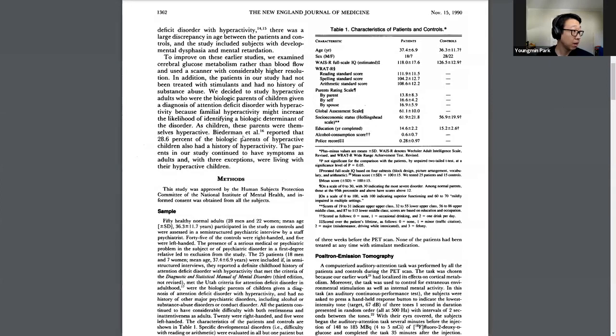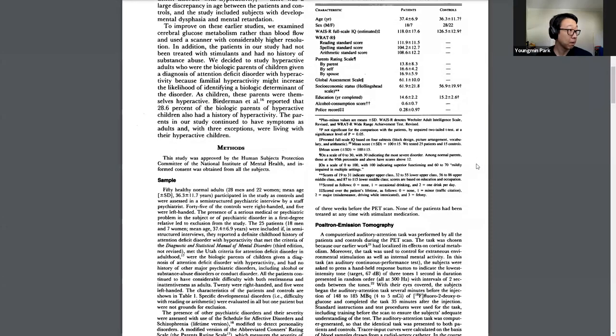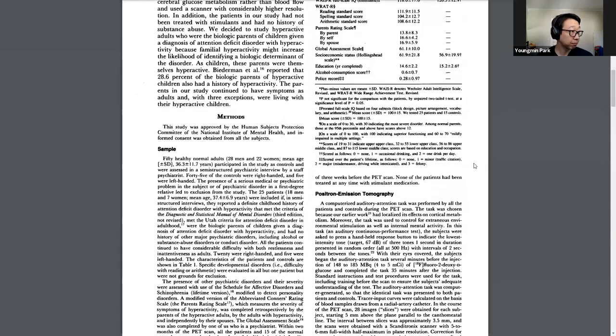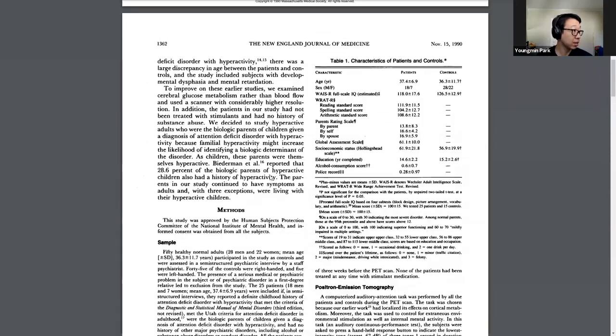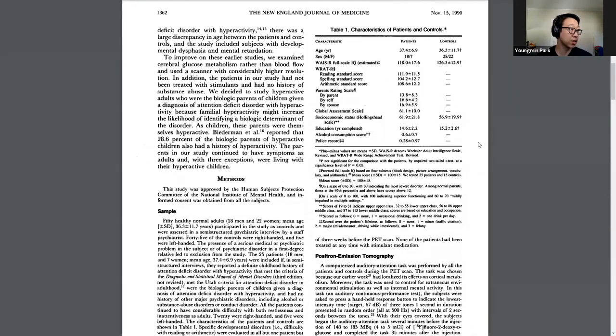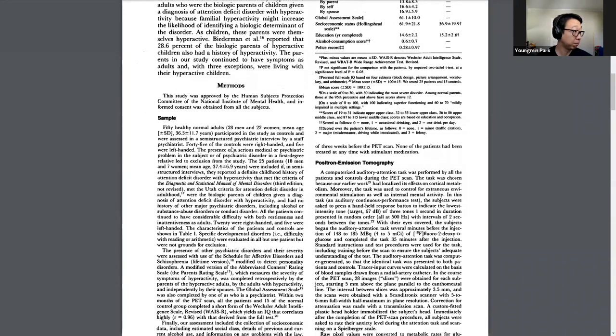All right, and another mention of genetic links. "And the parents in our study continue to have symptoms as adults, and with 3 exceptions, were living with their hyperactive children." All right, so very good. Even in this brief summary, you can get a sense that they are trying to homogenize the samples that they have.